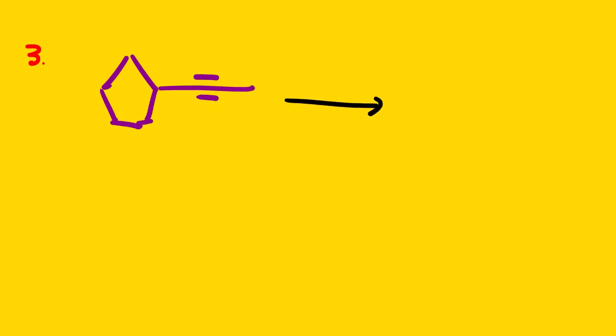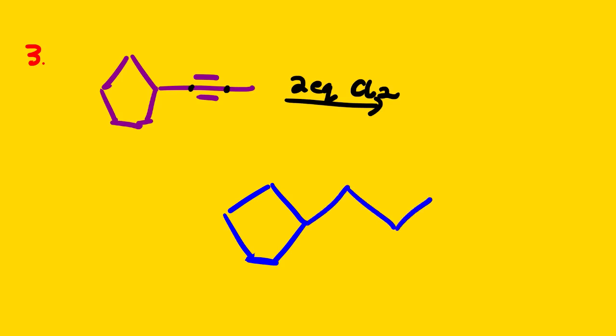Let us look at the third one. Let's say we have a ring, and then we have 2 equivalents of chlorine. This carbon and this one are involved in the triple bond. Going forward, we are going to have something like this, whereby we have our chlorine here, chlorine here, and here.